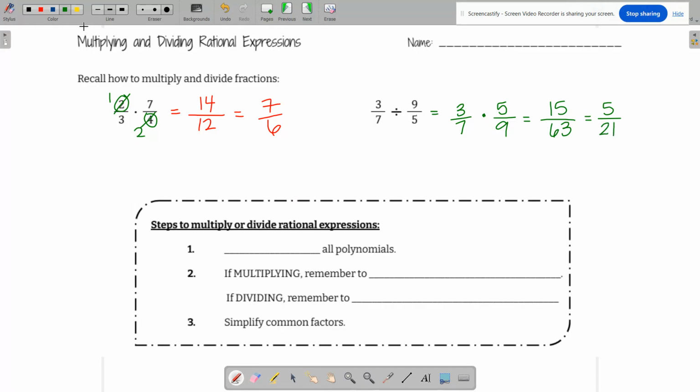Another quick way to do that is instead think of 3/9 as 1/3. And so 1 times 5 is 5, and 7 times 3 is 21.